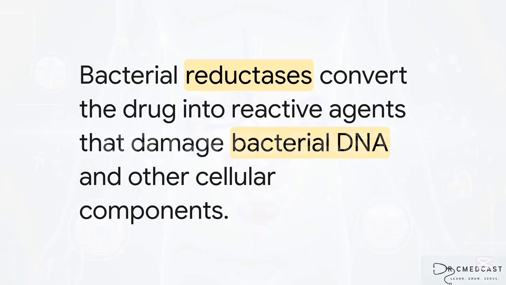Nitrofurantoin acts as a prodrug, so once it gets inside a bacterial cell, the bacteria's own reductase enzymes activate it, turning it into these highly reactive agents. These little agents then just wreak havoc inside the cell, damaging bacterial DNA and messing up all sorts of other cellular processes, which ultimately kills the bacterium.